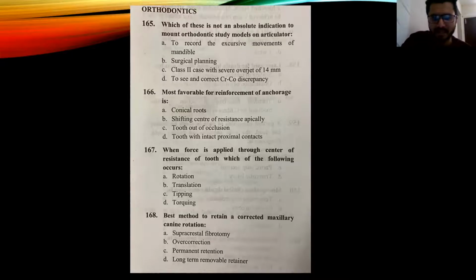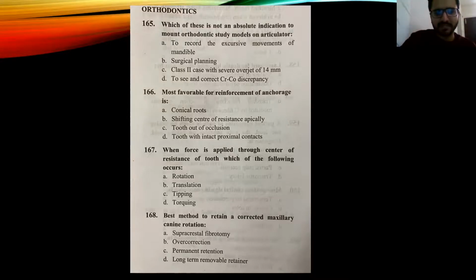In surgical planning, obviously you perform mock surgeries after mounting the cast onto the articulator. So in surgical planning also, you will require an articulator. You cannot hold the cast in air and decide your treatment planning. Next is class 2 case with severe overjet of 14 millimeters. Now in this case, it is just telling you that a class 2 case is there with overjet of 14 millimeters. You don't really require to articulate this case. You can just occlude it with a bite registration. You don't have to mount the cast on an articulator unless after bite registration, later on, you're going to fabricate a twin block appliance. Till then, there is no need just for a class 2 case for you to mount it on an articulator.